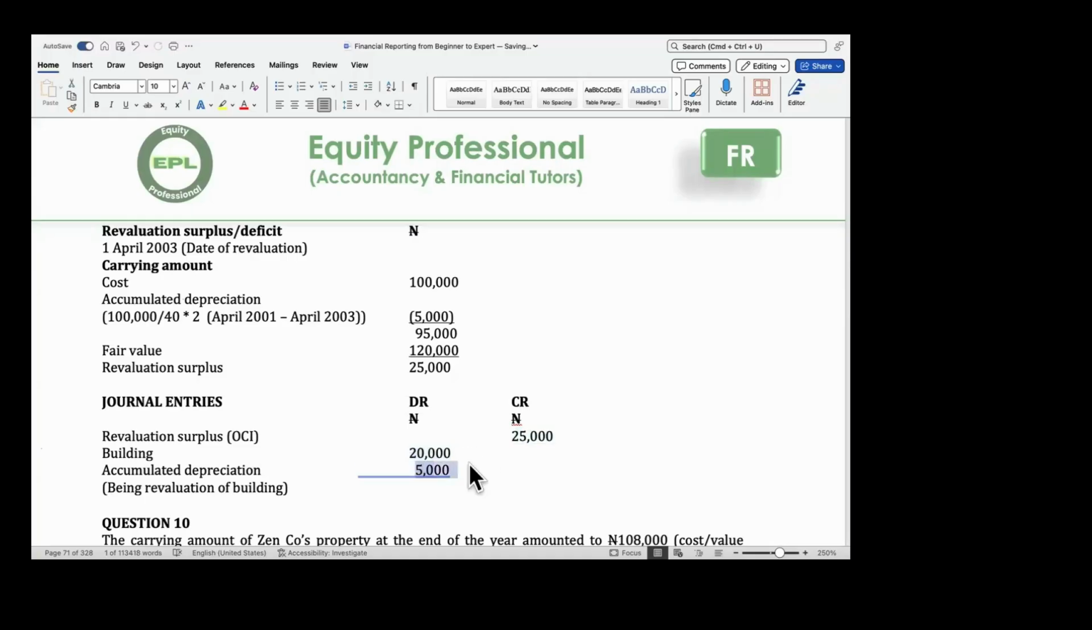Like I've taught you in the last question, this 5 will exactly be equal to the accumulated depreciation. And by debiting it, you are cancelling it out. Anytime we revalue an asset, the accumulated depreciation till the date of revaluation is cancelled out. That's why accumulated depreciation is debited. So the narration is being revaluation of building.